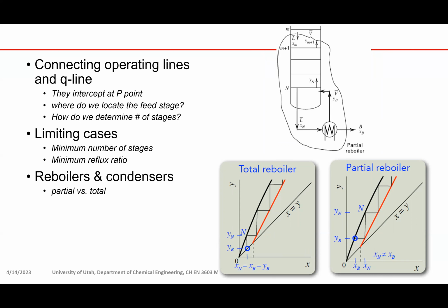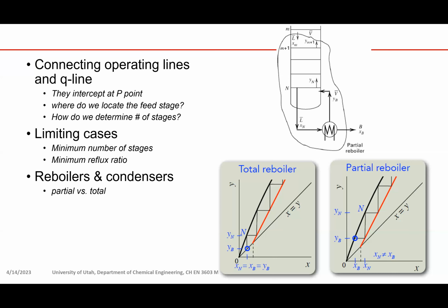So if you are given, let's say in this case, a tower like this. Here we have a reboiler, but we don't know yet if it's a partial or total reboiler. Right, then if you are given a figure like this, you should be able to tell just from the figure, okay, this is a total reboiler or this is a partial reboiler.